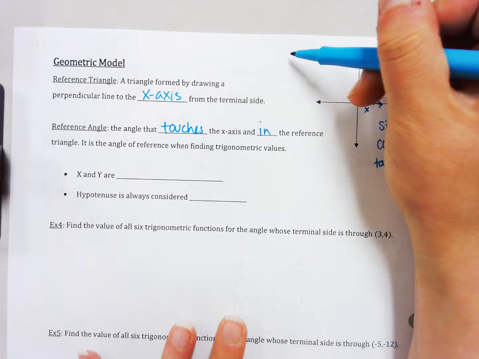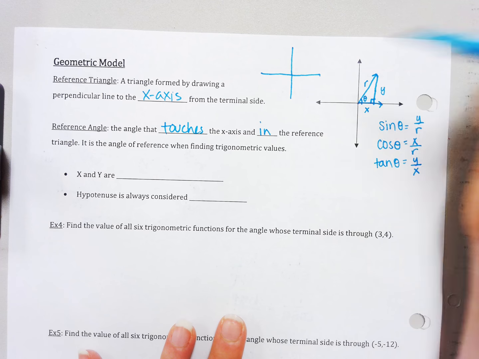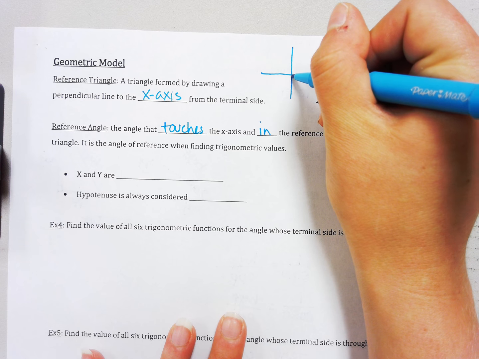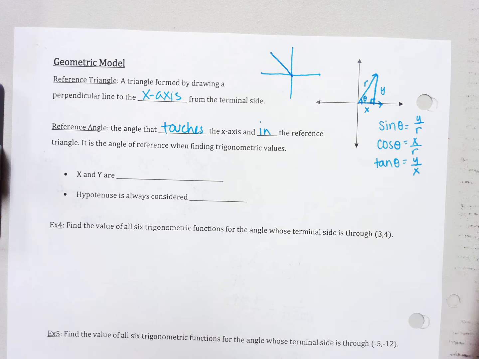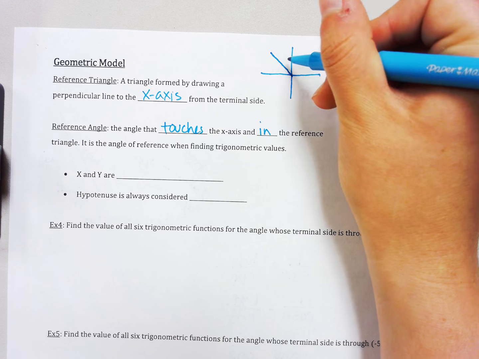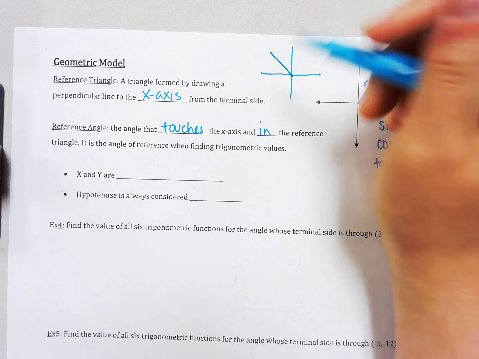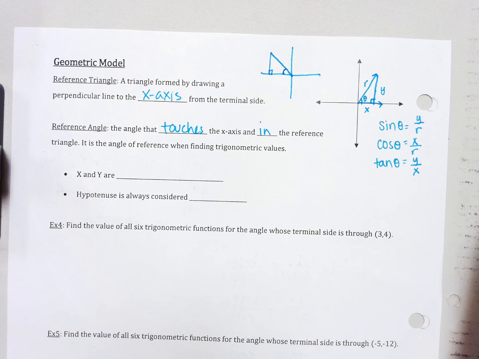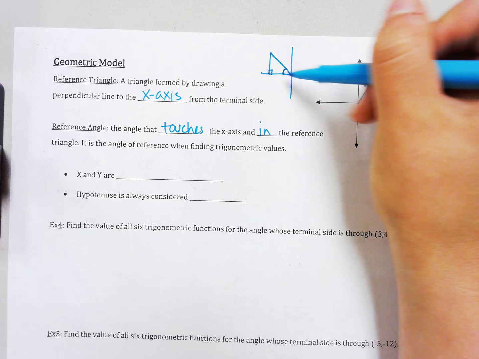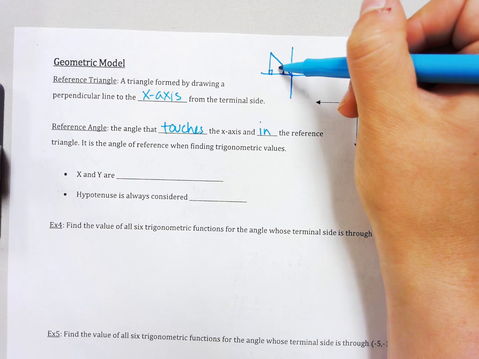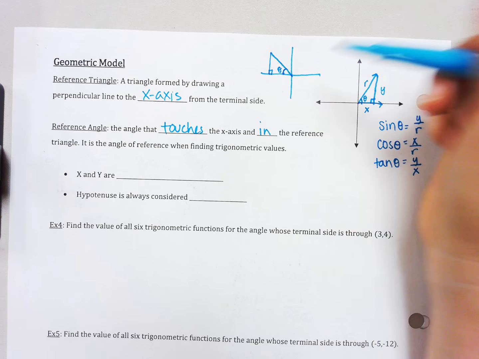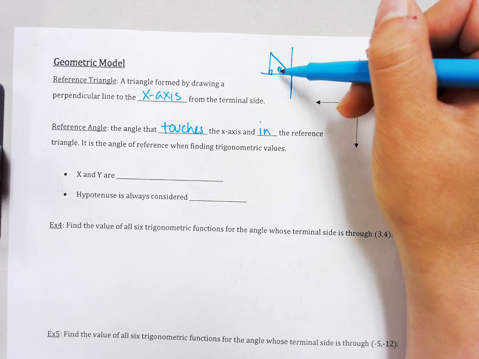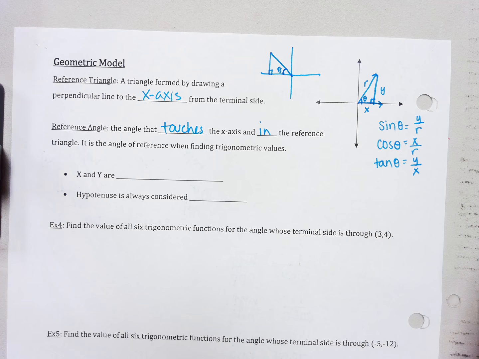So for example, I'm going to draw a new one up here. If this is my terminal side, this would be the angle that is made with that, but my reference angle, once I drop down and make my triangle, this angle right here is my reference angle. It's the one that's formed between the x-axis and the terminal side. So this would be my reference angle, but this would be the 135-degree angle to form the terminal side, but this is actually the reference angle that I'm looking for in my triangle.